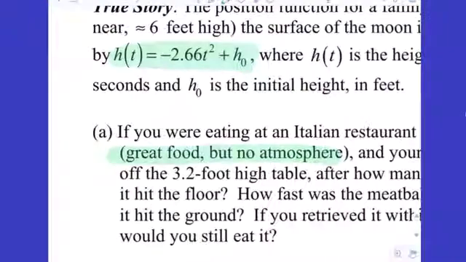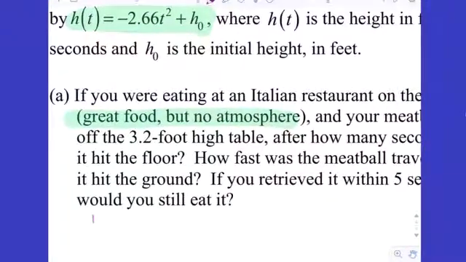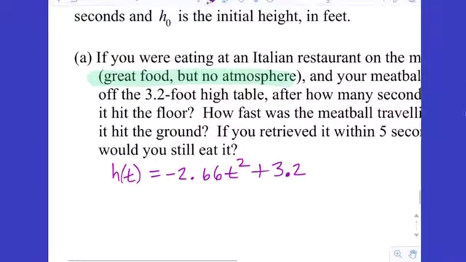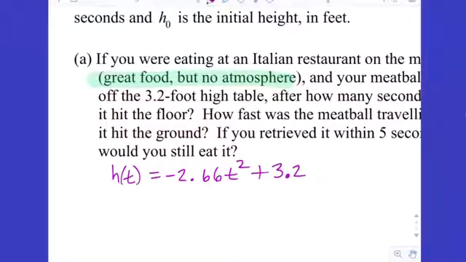I'm going to create my height equation. H of t is going to be negative 2.66 t squared plus h sub o. What was the initial height? It's rolling off of the table, which is 3.2 feet. So we'll put 3.2. Now I want to know how long it takes for that thing to hit the ground. So I'm going to set that equal to what? 0. And I show that right here. Negative 2.66 t squared plus 3.2 equals 0.